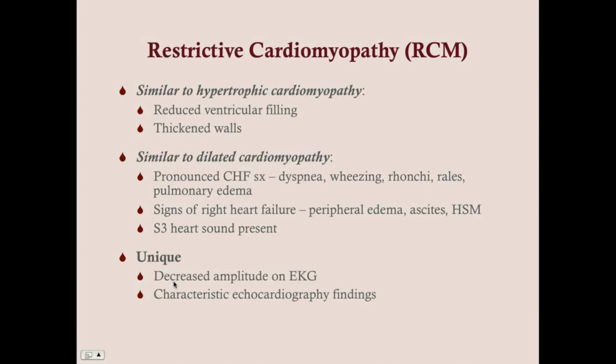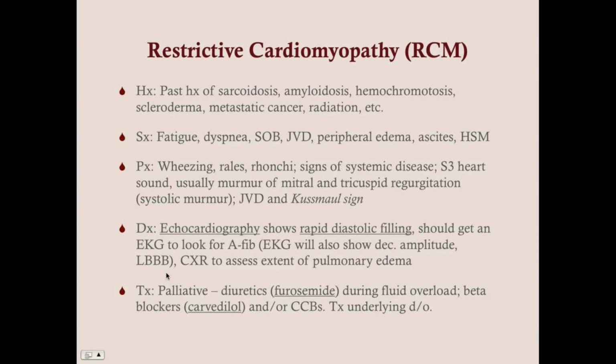And so characteristic of restrictive cardiomyopathy, you're going to have a decreased amplitude on EKG, and that's going to really help you weed this out. And you're also going to have characteristic echocardiography findings. So in a patient where you're suspecting restrictive cardiomyopathy, look back into their history. A lot of times, especially on the USMLE, these patients are going to have a history of sarcoidosis, amyloidosis, hemochromatosis, scleroderma. Those are all things that can cause generalized infiltration of different tissues.